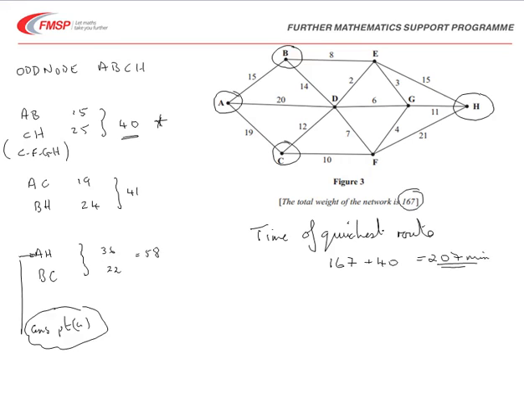The marking for this part of the question, a method mark for identifying the odd nodes, and then A marks for each of these pairings, followed by an A mark for the answer 207. So a total there of 5 marks.